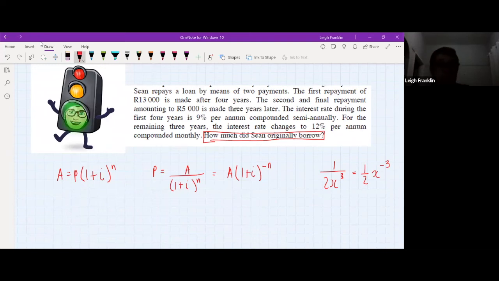Okay, all right. So that's just an exponent rule. Okay, it's just an exponent rule. So we can use that to our advantage in a question like this, okay? Because essentially what we are calculating is P equals A, 1 plus i to the power of negative n. Does that make sense to everybody?